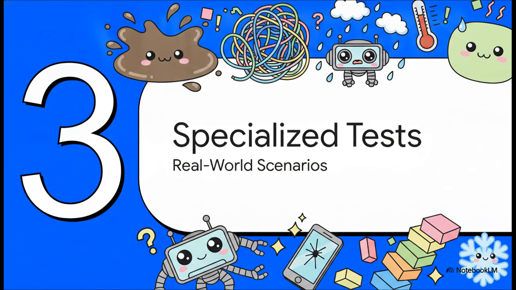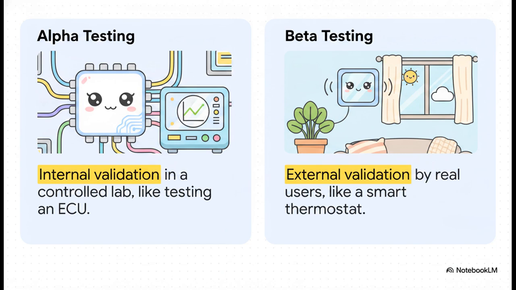Okay, let's jump into Section 3, real-world and specialized tests. This is where we see the transition from the lab out into the living room. Alpha testing is all about strict internal validation in a highly controlled environment.